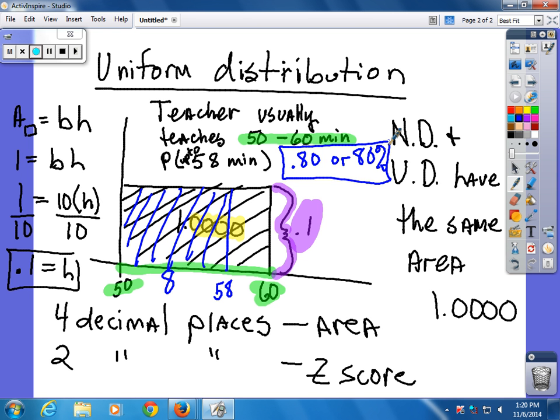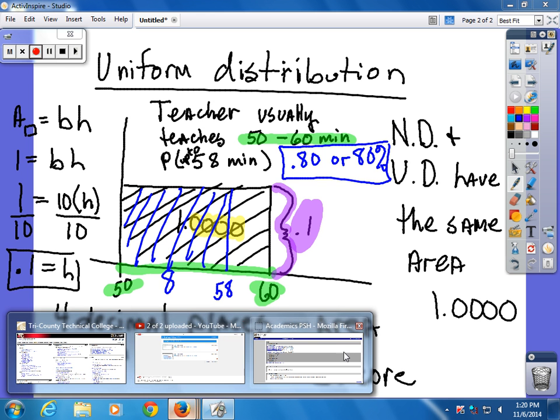All right, so let's do a uniform distribution out of the homework. So that way you'll have one to do by yourself.